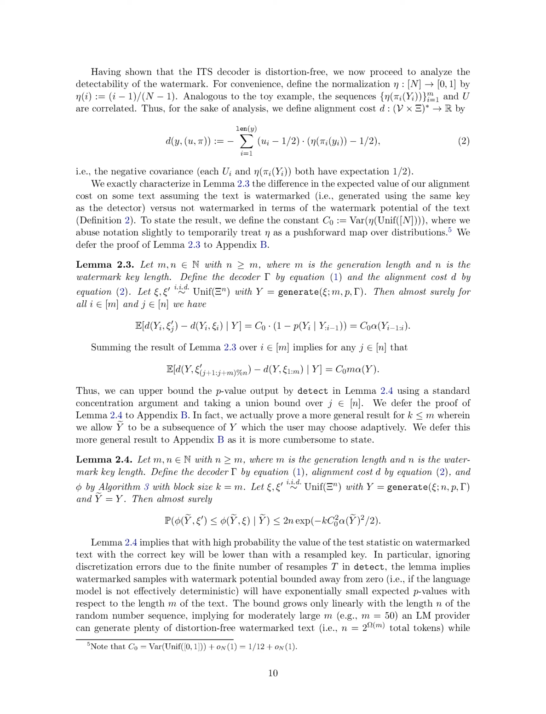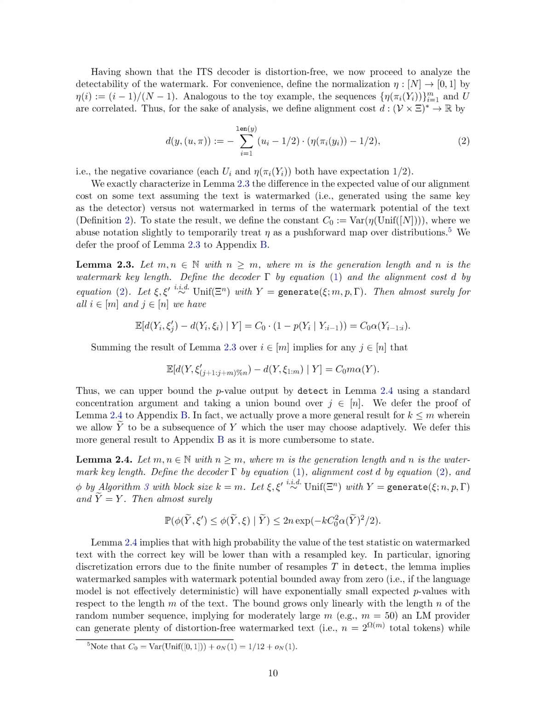We then characterize the difference in the expected value of our alignment cost on some text, assuming the text is watermarked versus not watermarked, in terms of the watermark potential of the text. We define a constant c_0, which is the variance of η when applied to a uniform distribution over n. Note that c_0 is approximately 1/12. We have a lemma that states that for any given generation length m and watermark key length n, where n is greater than or equal to m, the expected difference in alignment cost for watermark text and non-watermark text is proportional to the watermark potential of the text.